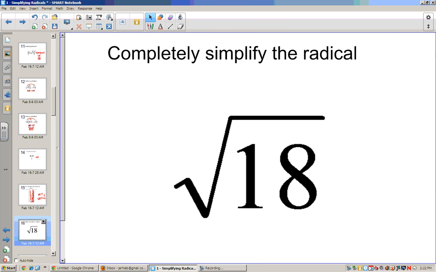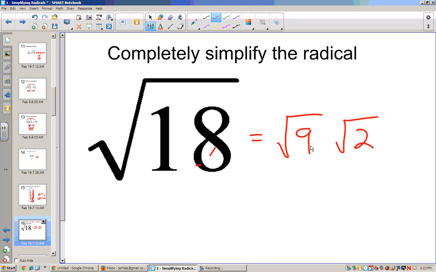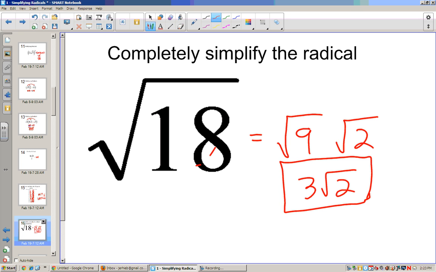All right, now we're going to use those perfect squares to simplify a radical. Now this is a new concept. What this means is we want to take anything that's a perfect square out of this 18. Now we look for any perfect square that divides evenly into 18. And we know 9 does, so we can rewrite square root of 18 as the square root of 9 times the square root of 2, because 9 times 2 is 18. But the square root of 9 is 3, so we simplify this to being 3 times the square root of 2. This is considered simplified form.